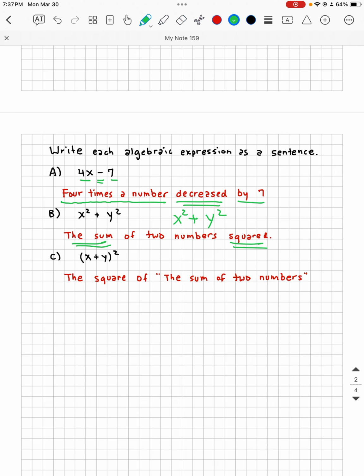So the square of, and in parentheses, quotation, the sum of two numbers. I guess you can kind of write it the other way too. You can literally say the sum of two numbers and then close the quotation squared, and that would also do the same job. So there's more than one way to write each one of them, so just let you know that that's always going to be the case.